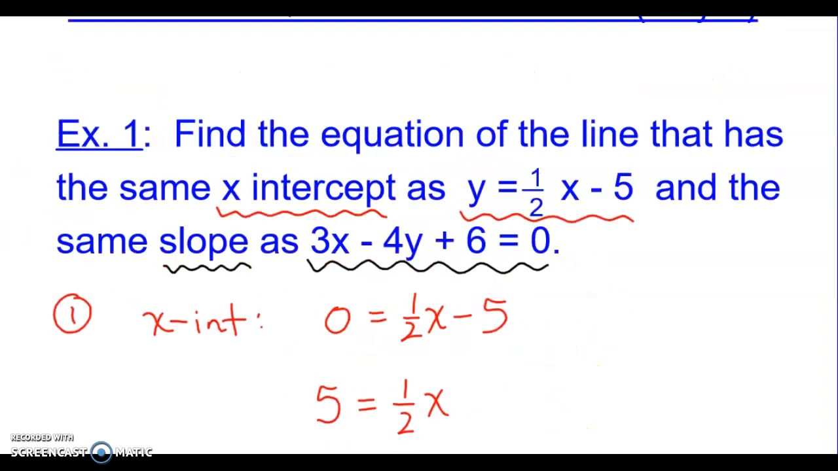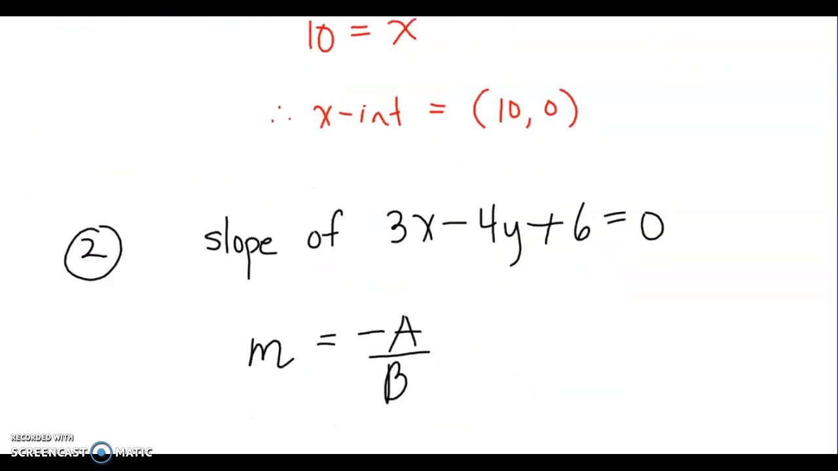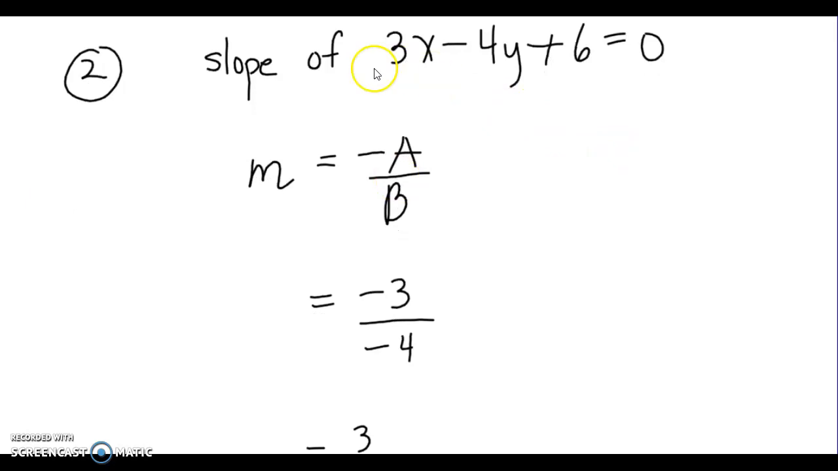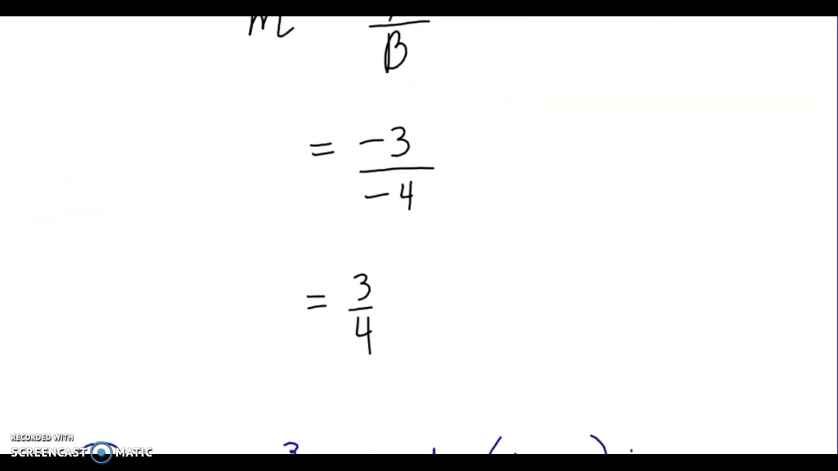Next piece of information that was given was that the line we are interested in has the same slope as this line here. So this equation is in standard form, 3x minus 4y plus 6 equals 0. So let's recall, when we have an equation in standard form, our slope is equal to negative a over b. There's my a, there's my b, there's my c. Remember? So negative a over b, that gives me negative 3 over negative 4, and that simplifies to positive 3 over 4. And if you forget this formula, you can always go ahead and rearrange this in slope-intercept form. You'll arrive at the exact same answer.